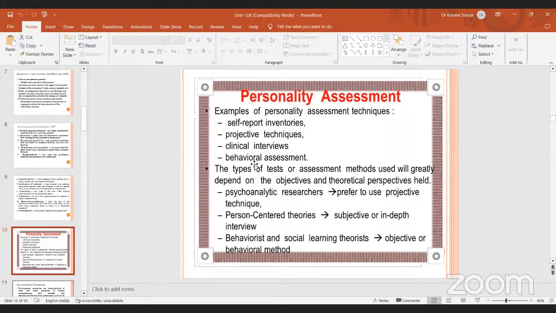Personality assessment. Explain the personality assessment techniques: self-reported inventories, projective techniques, clinical interviews, and behavioral assessment. Types of assessment methods depend upon the objective and the theoretical perspective held. Psychoanalysis researchers prefer to use projective techniques. Person-centered theory uses subjective, in-depth interviews. Behaviorist social learning theory uses objective, behavioral methods. Okay.